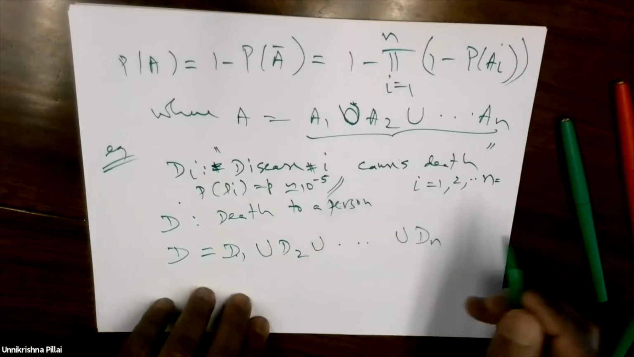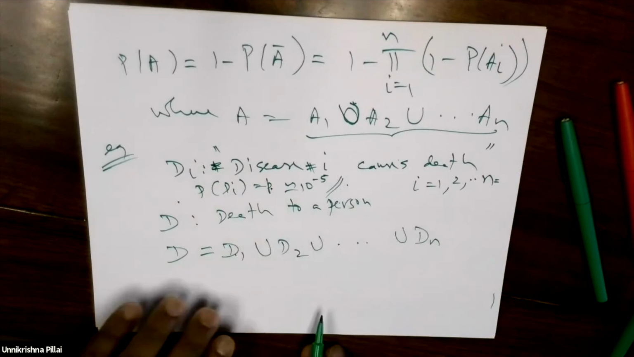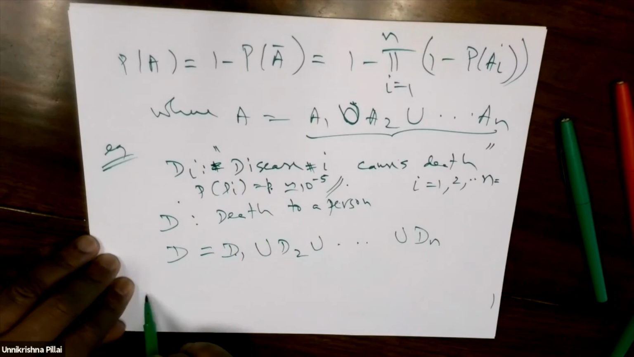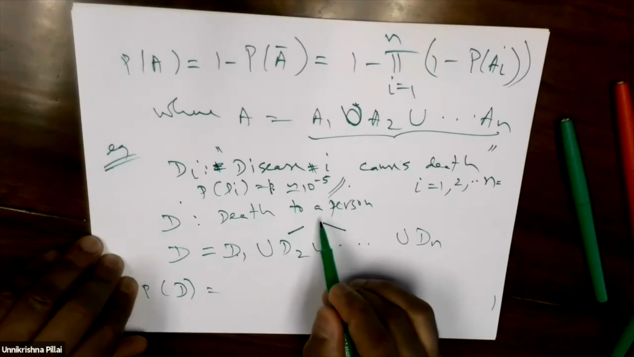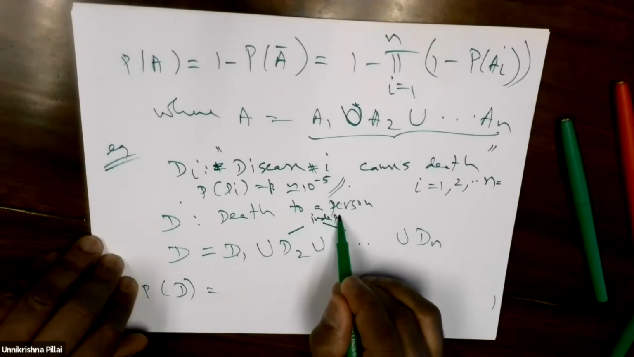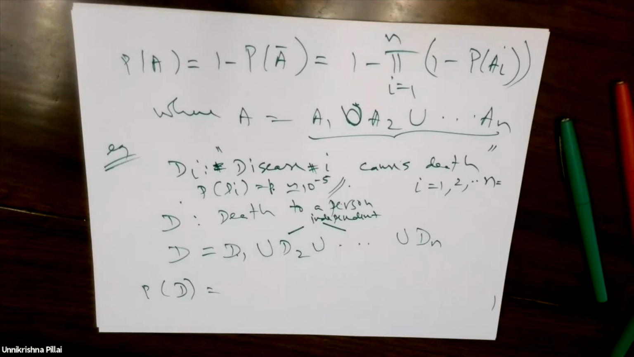So I'm going to call this small p. Anybody, what is the probability of D from what we said? It is reasonable to assume that these causes are independent. So this is a judgment call. We are saying disease 1 has nothing to do with disease 2, etc.